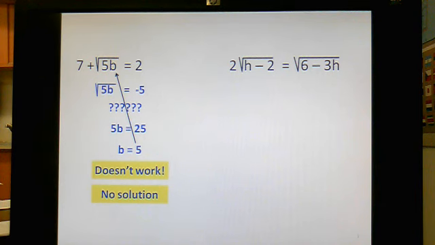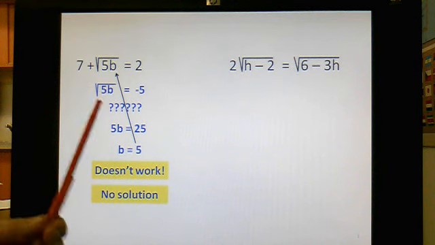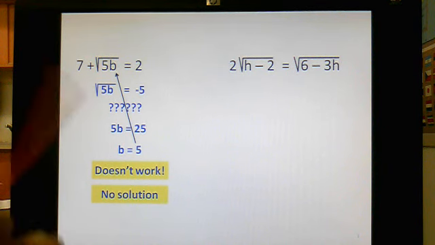If you didn't get that, rewind that. Let me say that about 10 more times to you. You can't take the square root of something and get a negative. And of course, you guys know you can't take the square root of a negative. That's not this situation. We took a square root and we got a negative, which doesn't make any sense.